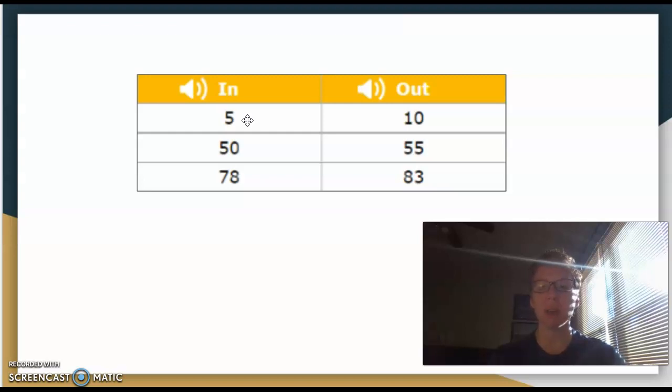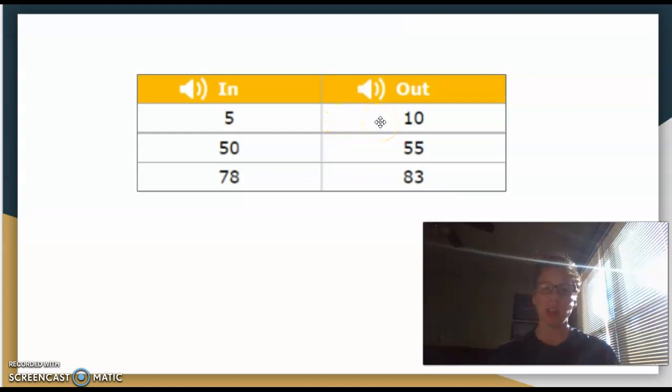With each number, there's going to be a rule, and that rule will be the same for all the numbers on the left. And once you apply that rule to the number, it will change into the number on the right-hand side. So let's look at the numbers on the left. We have 5, 50, and 78. Well, let's try to figure out how these numbers are changing as they go through to the outside.